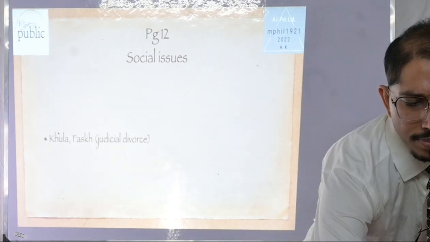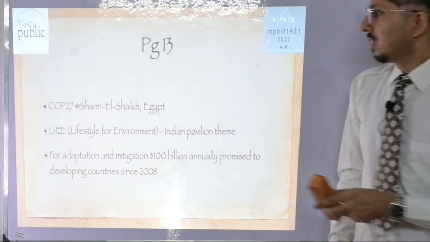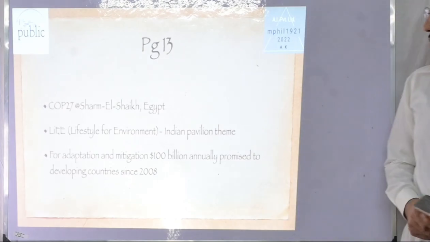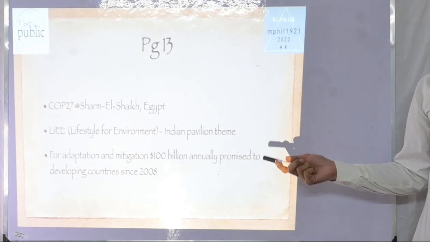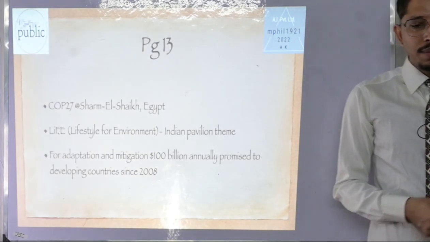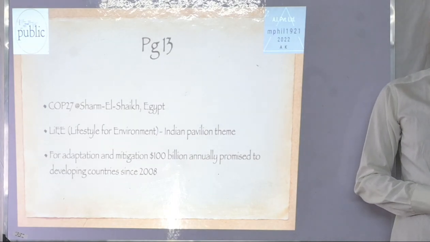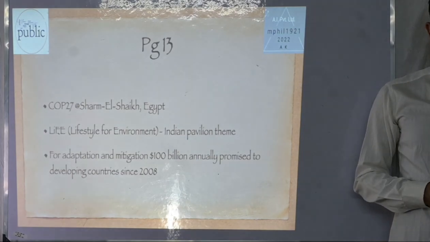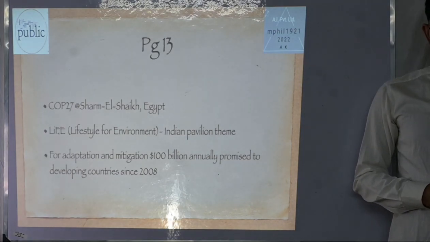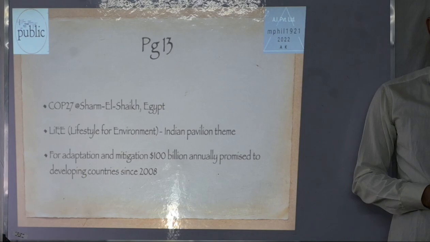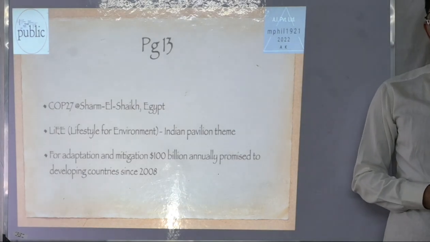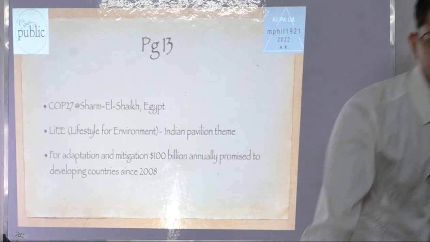Okay. Now coming to page 13, there is news about COP27, Sharm El-Sheikh, Egypt. The Indian pavilion has themed it on Lifestyle for Environment. And for adaptation and mitigation, it was earlier said that from 2008 onwards, developed nations will provide $100 billion annually to the developing nations, but it has not been fulfilled. Okay. These three points are there.